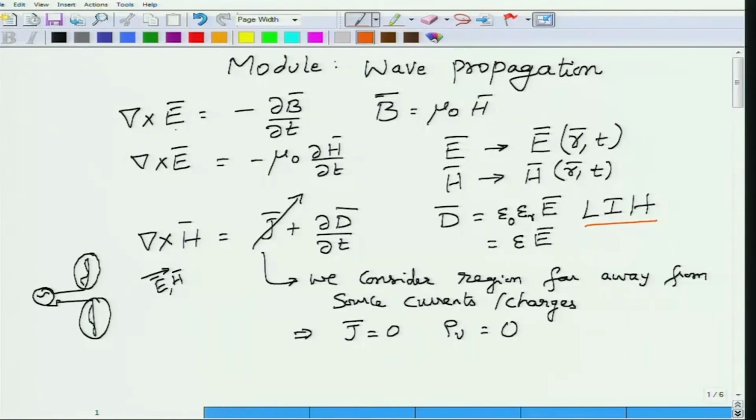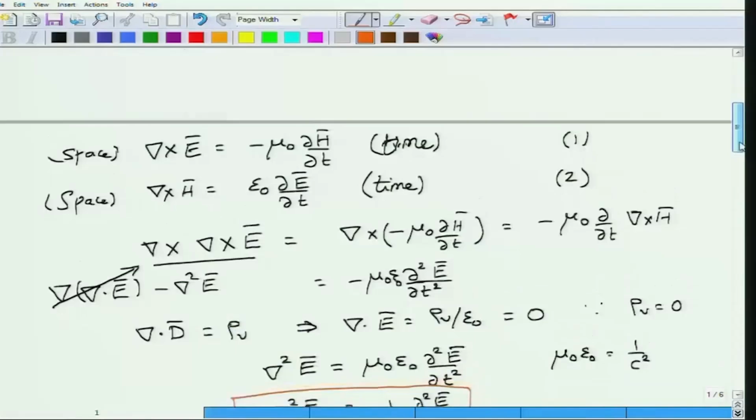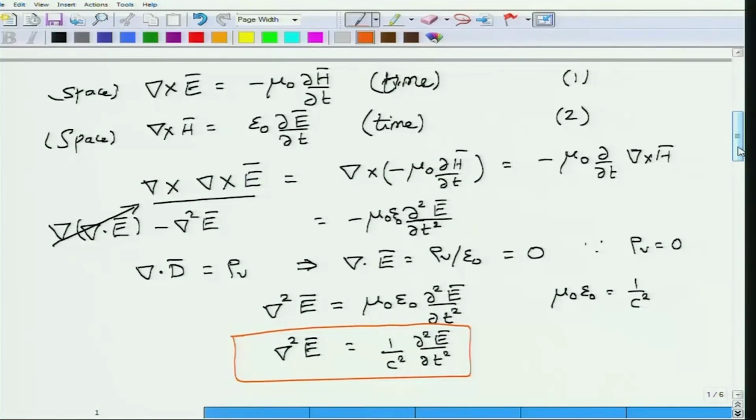So we begin with Faraday's law, the curl of the electric field, and we also wrote down the modified Ampere's law, curl of H is equal to J plus del D by del t. We quickly realized that J was equal to 0 because we are far away from the region of source currents and charges, and essentially obtained two coupled equations, 1 and 2, which couple the electric field and magnetic field. These coupled equations themselves are sufficient to show that waves are generated and propagating. These are the ones which actually govern the propagation.